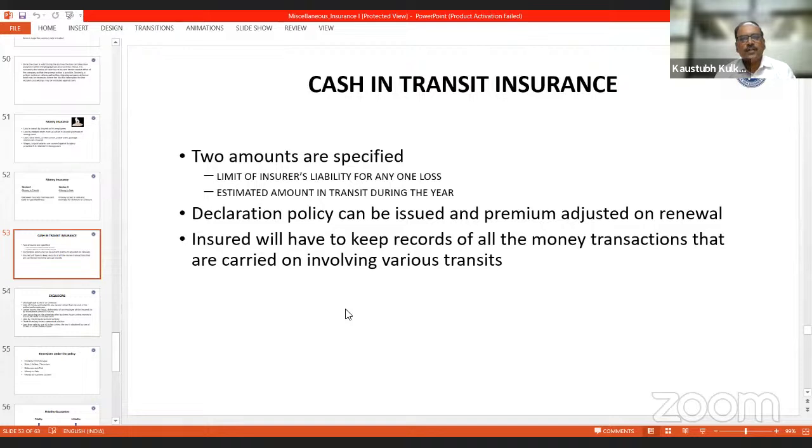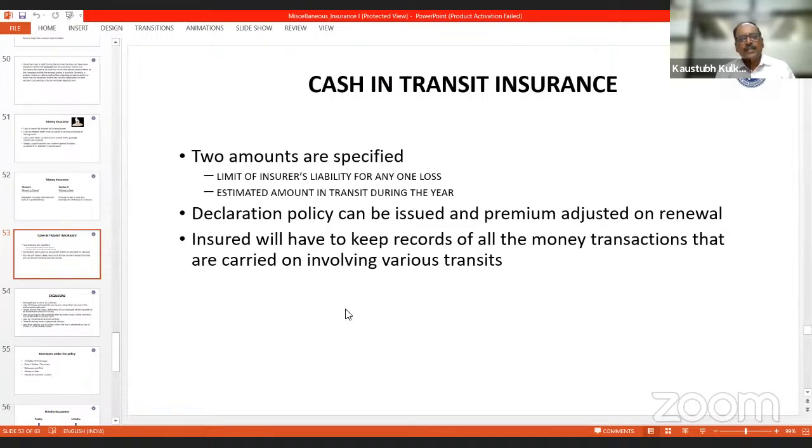So in case of money insurance, the estimated amount in transit during the year will be termed as the sum insured, whereas the limit of liability at any one loss will be the basic liability which the insurance company is taking at any one transit. So here we need to understand the AOA and AOY concept. The limit of insurer liability for any one loss has to be specified and the estimated amount in transit during the year has to be specified.